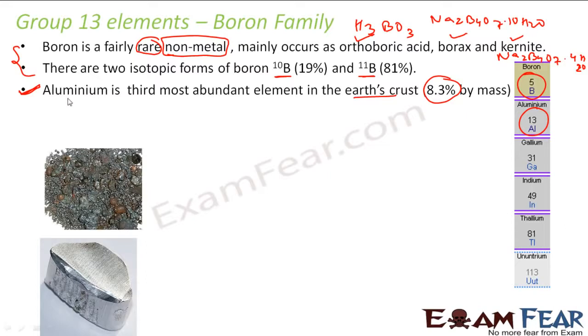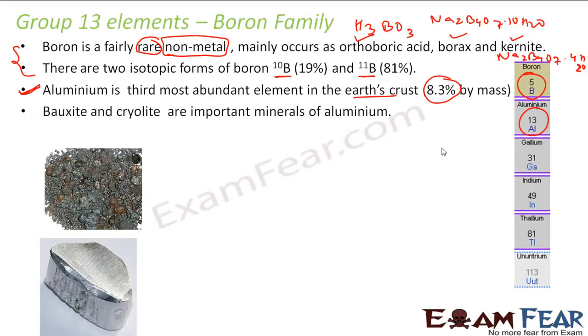This is aluminium now. For aluminium, bauxite and cryolite are the minerals. The bauxite formula is Al2O3.2H2O. This is my bauxite. And cryolite is Na3AlF6. This is the formula of cryolite.